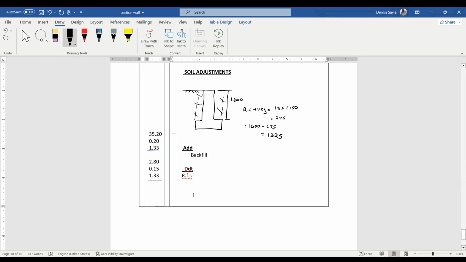So guys, that is how we take quantities of a simple substructure.